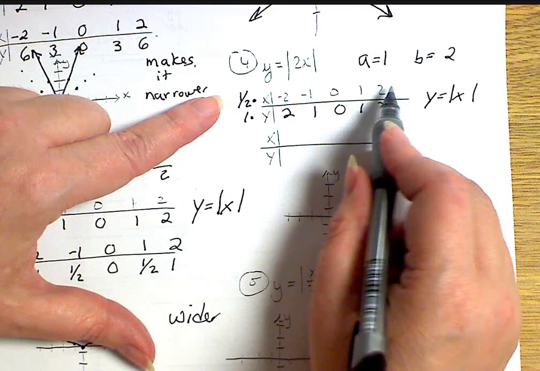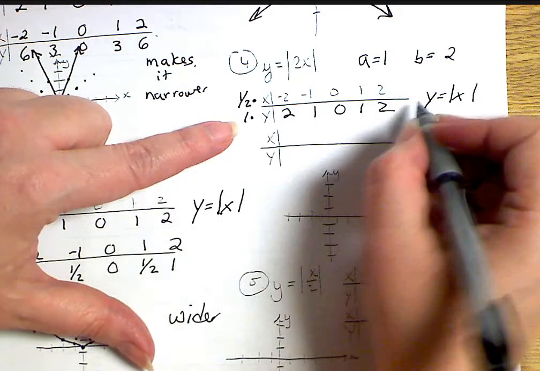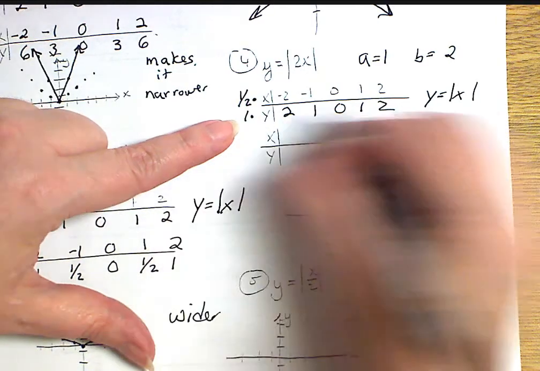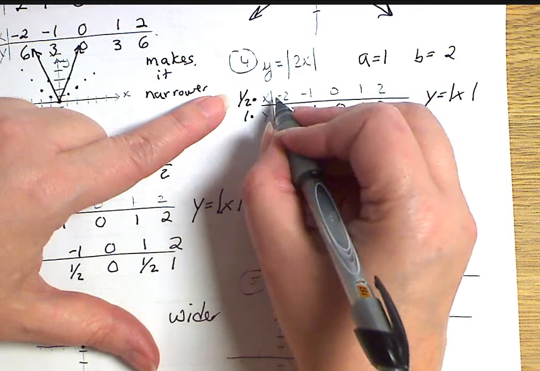Yep. So we have here 1/2 times -2 is -1.